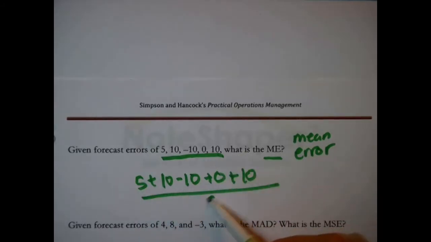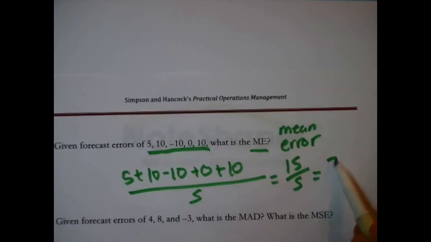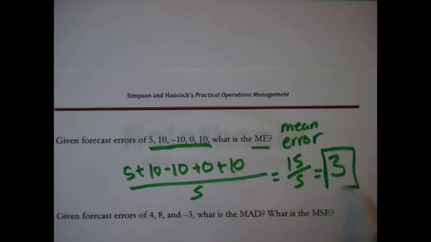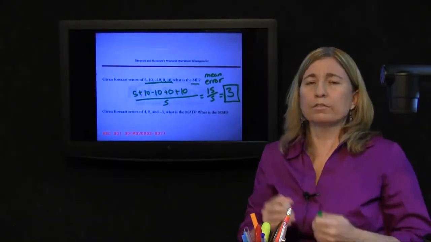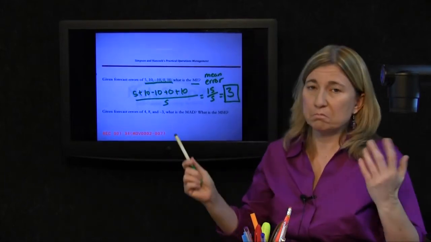There are 5. So the numerator all adds up to 15 divided by 5. That comes out to 3. Yeah, perfect, that's the answer. The mean error of that particular set of 5 forecast errors is 3.